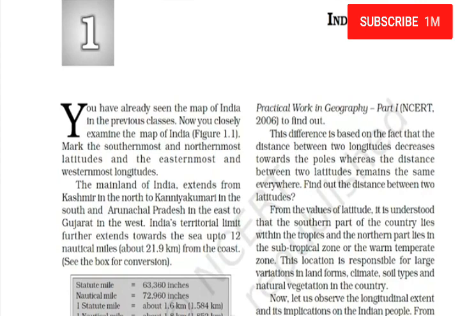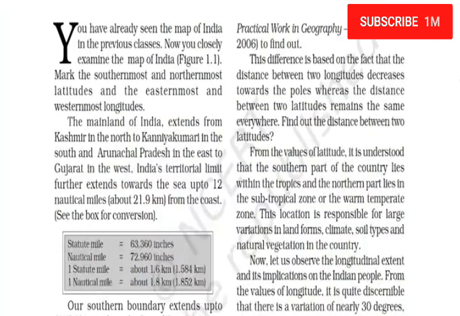So the unit 1 is actually about the India and its locations. Can you see this? The mainland of India extends from Kashmir in the north to Kanyakumari in the south, Arunachal Pradesh in the east to Gujarat in the west. This was asked once, which is the westernmost and easternmost states of India. So you will be knowing, but still I am just reading it out. And the territorial limit of a country extends till 12 nautical miles. This I want to explain now.